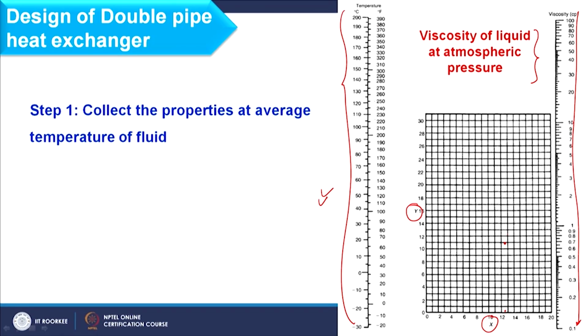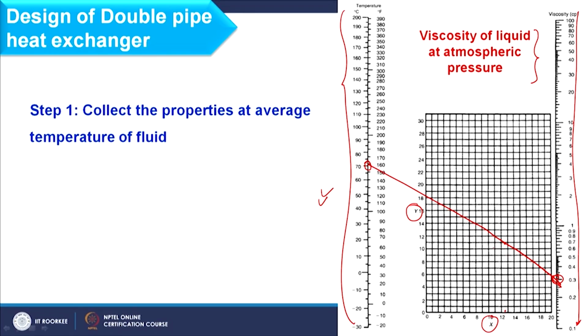Now, on this temperature side, we already know the average temperature. Let us say my average temperature is 70. So, what I have to do is draw a line joining this point, and wherever it cuts this axis, this value we can consider as the viscosity value of the fluid.